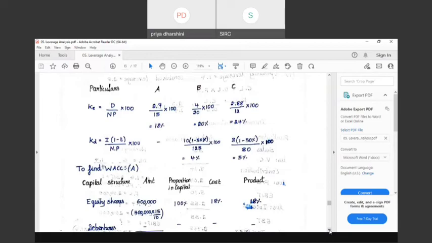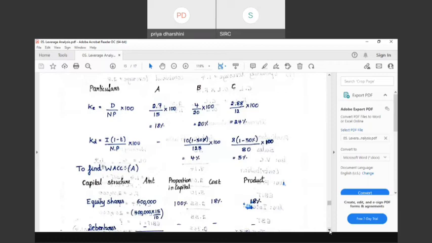Three companies A, B, and C are in the same type of business and hence have similar operating risk. However, the capital structure of each of them is different, and the following are the details. Equity share capital, face value of rupees 10 per share, they have given the value. They have told the market value per share, the dividend per share, debentures face value, market value per debenture, and the interest rate. Assume the current level of dividend is generally expected to continue indefinitely and the income tax rate is 50%. You are required to compute the weighted average cost of capital of each company.